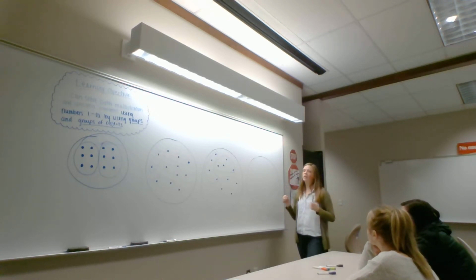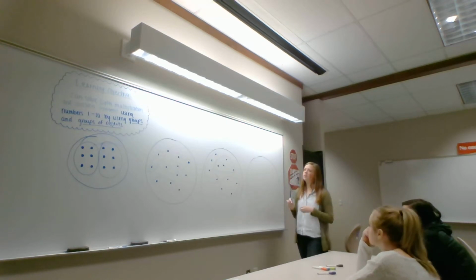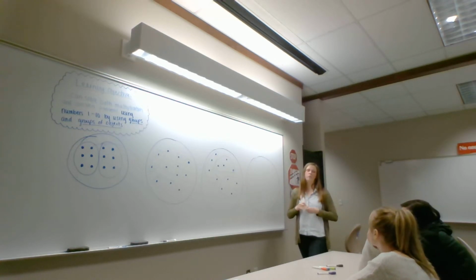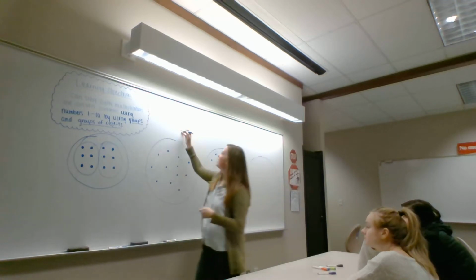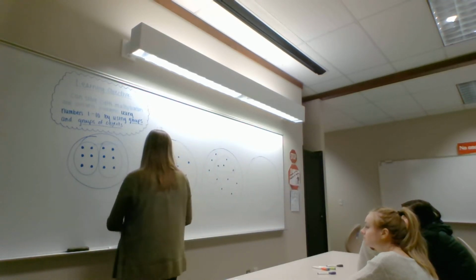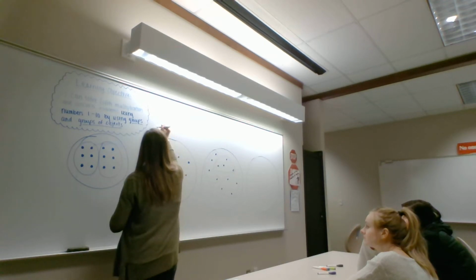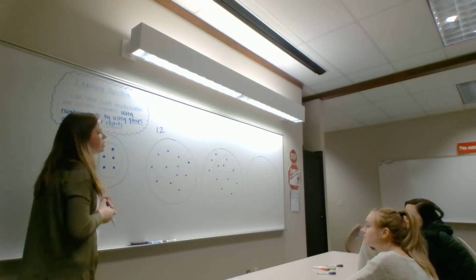So now we're going to work on making an equation that represents our groups and groups of dots. Okay, so what number should we start with, do you think? 12. Why do you think that? Because that's what we all have in common. All right, okay. So we're going to start with 12 dots. Okay. So what do you think we should do next?